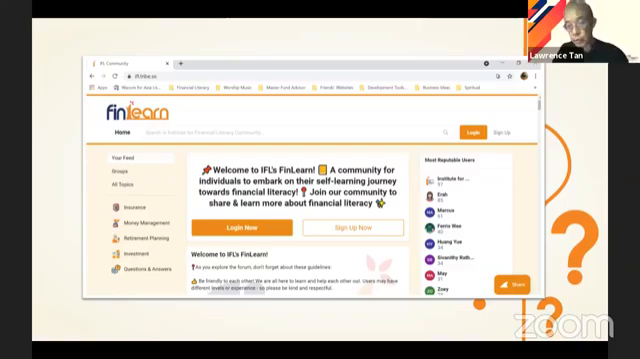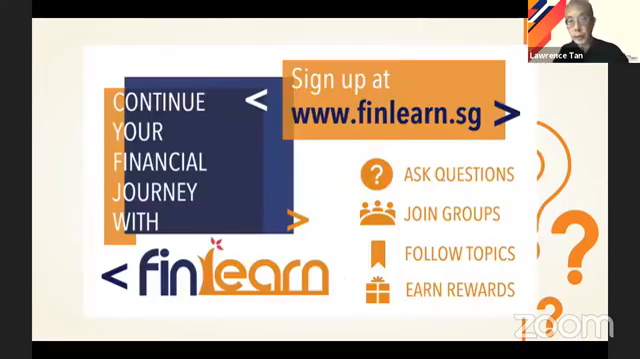If all of this sounds good and you want to know how you can get on board, it's very easy. You can see you just need to sign up at the URL indicated, www.finlearn.sg. It's pretty easy and free of charge, so that's always good. So do check it out and be part of the FinLearn community. Okay. Now let's get going with tonight's AMA session itself.